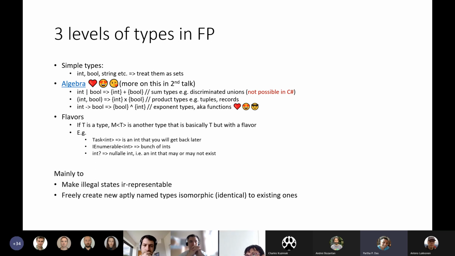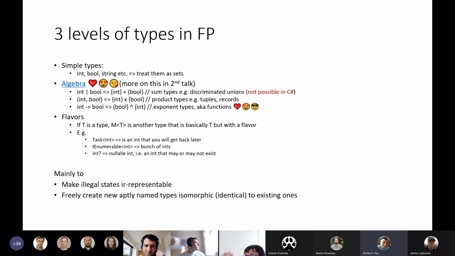So if T is a type, M of T is another type that is basically T but with some flavor. Okay, some flavor. And what's an example? Task of int is an int that you will get back later, right? So it's a flavor of delayedness, right? Enumerable of int is one or more ints. So you can have 0 ints, you can have many ints. Option of int, you may have an int or you may not have an int. But these are all flavors of int, but it's basically an int. You get the idea, right?